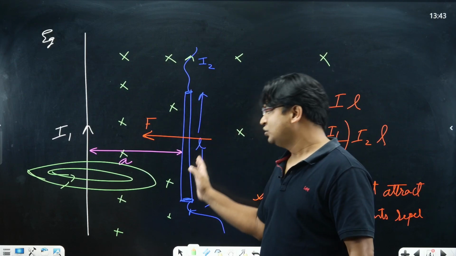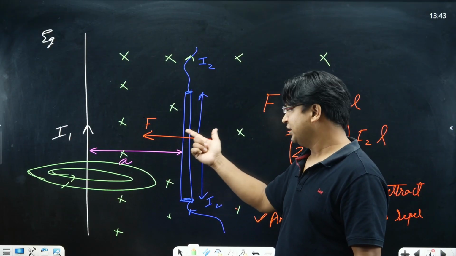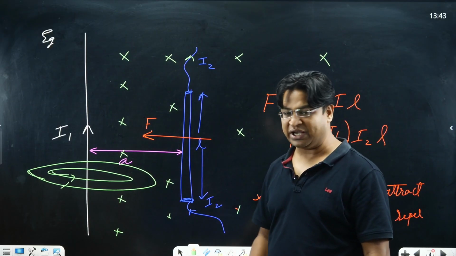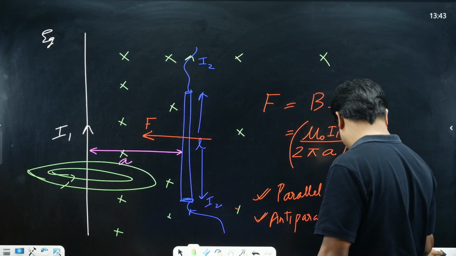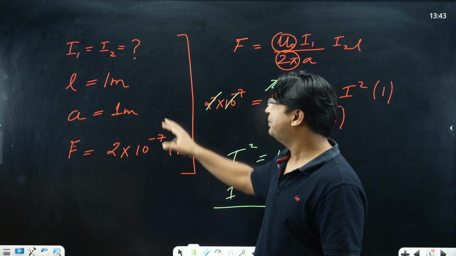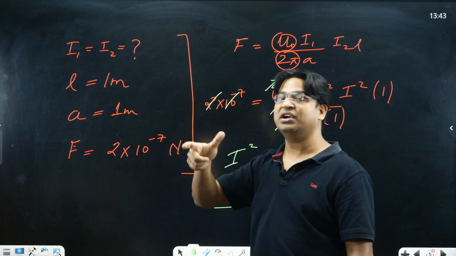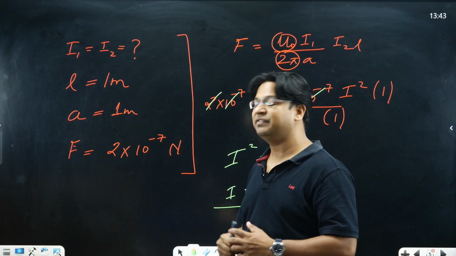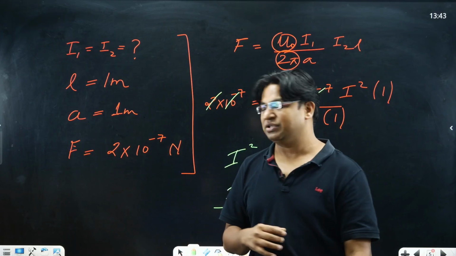It says that two parallel wires separated by 1 meter, carrying equal current, if they exert a force of 2 into 10 raised to power minus 7 Newton per meter of length, then the current would be 1 ampere. Like 1 ampere would be the amount of current that can give this much force between two wires which are separated by 1 meter. So that is how we define it.